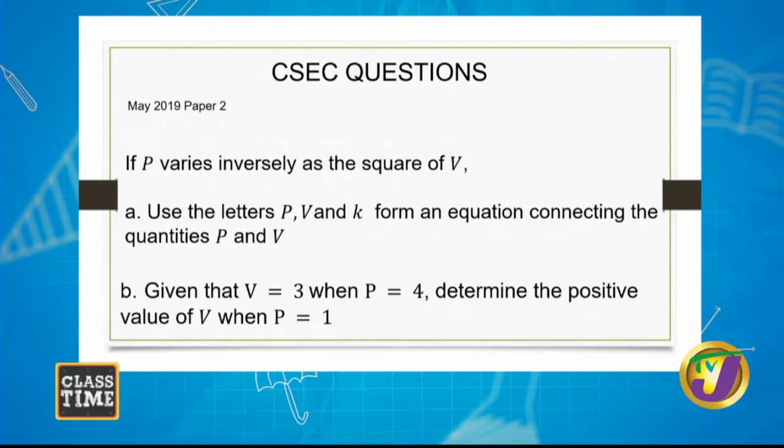If P varies inversely as the square of V, use the letters P, V, and K to form an equation connecting the quantities P and V. That's the first part. Part B. Given that V is equal to 3 when P is equal to 4, determine the positive value of V when P is equal to 1. And this question is coming from the 2019 paper, Richard.